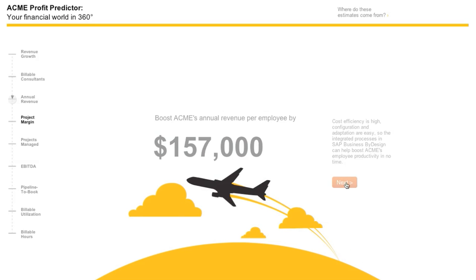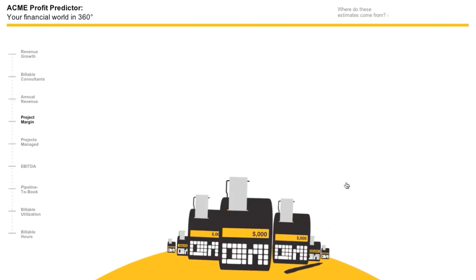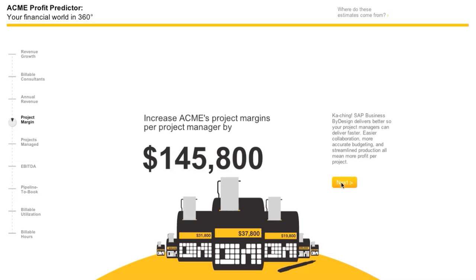I'll click again to the next one, projects managed, and by the way, these rotations, these animations, these work just as well on a mobile device. We've optimized this for both desktop and mobile experiences, so it's actually fantastic engineering. Some really great work going on here. Here's another one, increase Acme's project margins per project manager by 145,000.